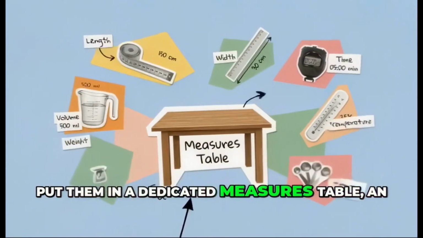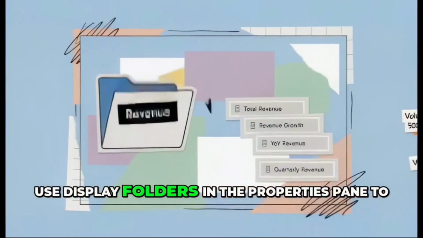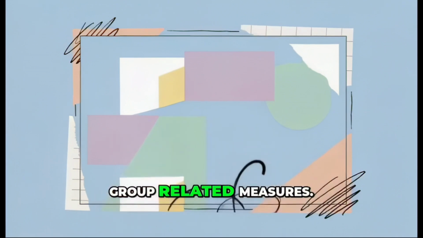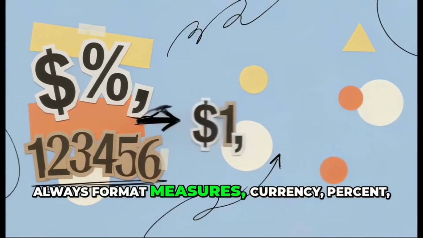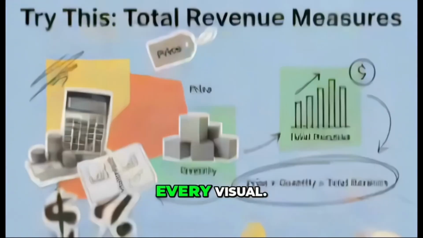Put them in a dedicated measures table, an empty table just for housing them. Use display folders in the properties pane to group related measures. Always format measures, currency, percent, thousand separators, so they look correct in every visual.